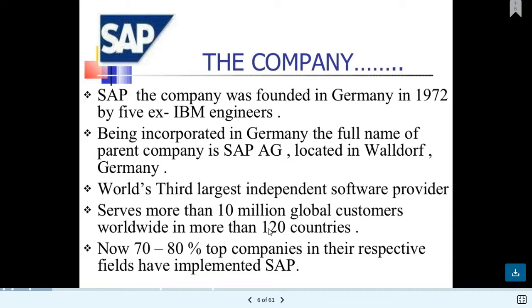It is the world's third largest independent software provider, serving more than 10 million global customers in more than 120 countries. Around 70 to 80% of the top companies in their respective fields have implemented SAP.